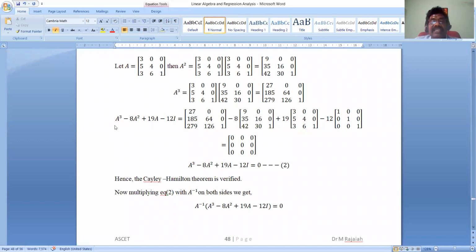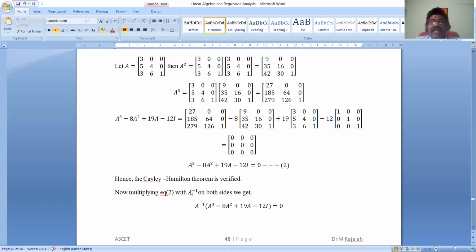Then this matrix: A cube minus 8A square plus 19A minus 12I equal to a null matrix. Hence, the given matrix satisfies the characteristic equation. The Cayley-Hamilton theorem is verified. Then we take this, A cube minus 8A square plus 19A minus 12I equal to a null matrix, as equation 2.